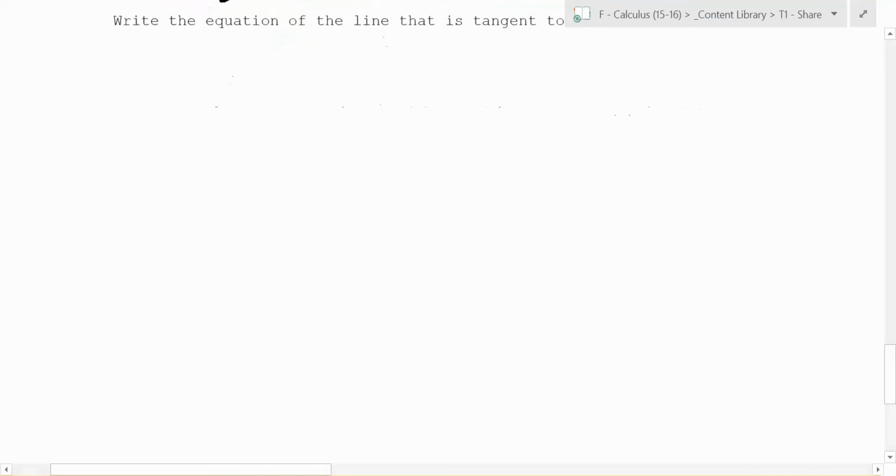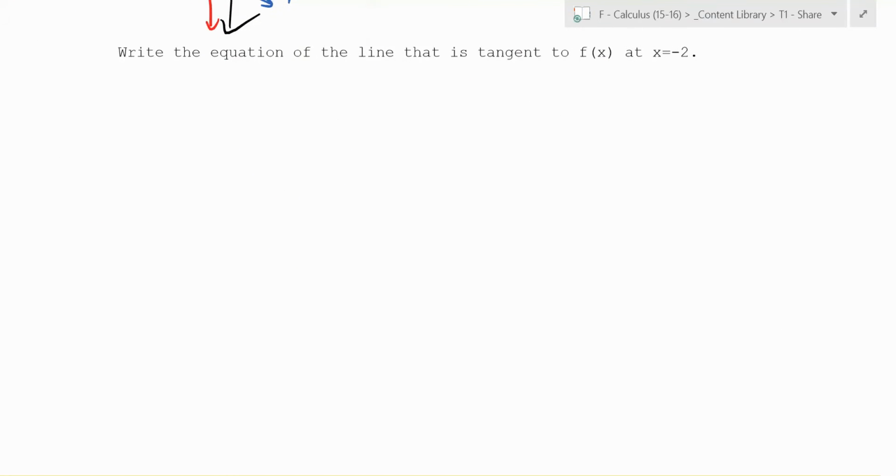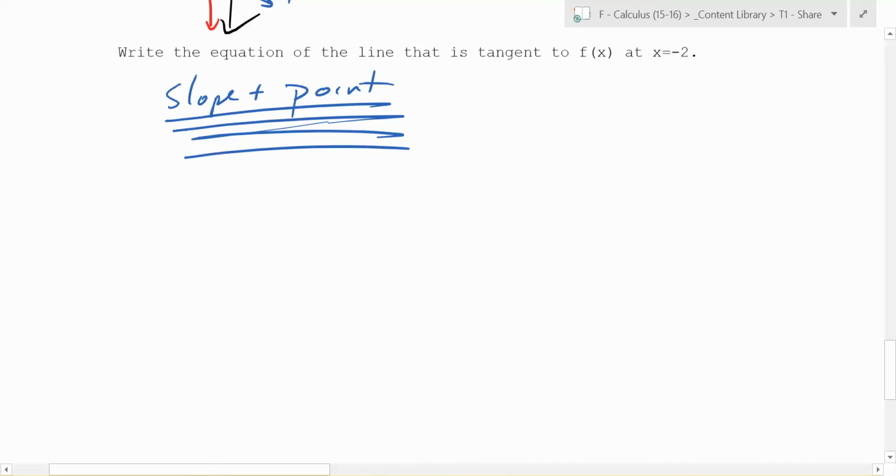Okay, so I have a question for you. How do you write the equation of a line? What do you need to write the equation of a line? Slope and a? Or better yet, a slope and a? Does it have to be the y-intercept? So slope and point. This is what I want you to focus on. To write the equation of a line, you need a slope and a point.